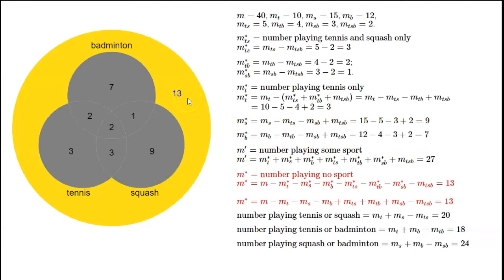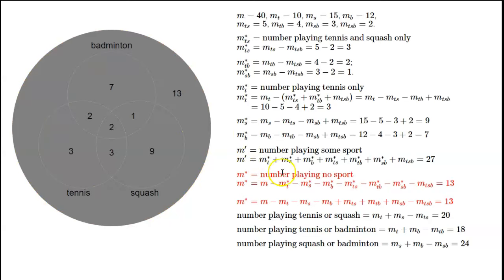And then finally, on the outside, we've got the people who play no sport at all. So that's M, the total number of members, minus all these terms here for the people who play some sport that we wrote up there. So we get this expression for M star, the number who play no sport. But again, we had these formulae up here and here and here and here for all these starred numbers, and we can substitute those in, and we get a bunch of cancellation.